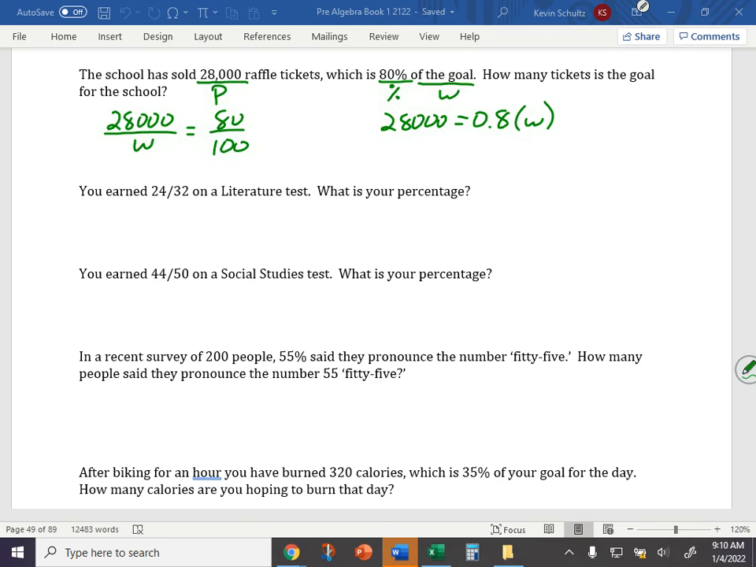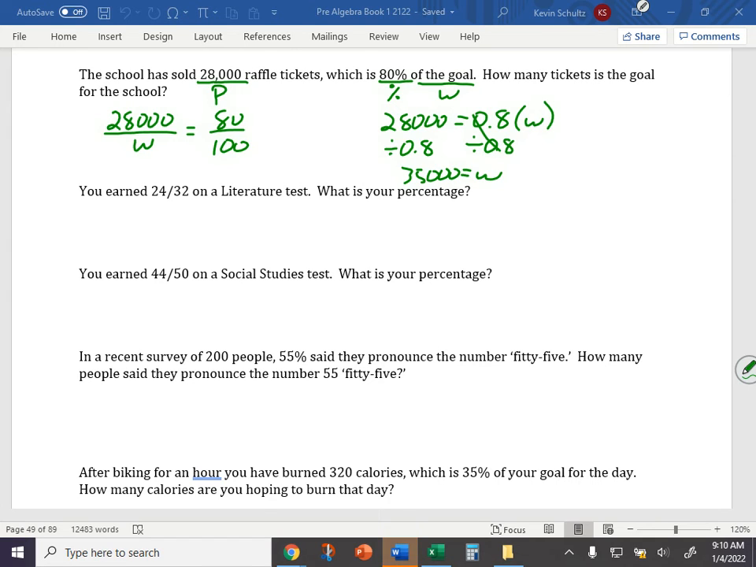Who's ready for an answer here? Wyatt? 35,000. Do I have a second on that? Yeah. Okay. Which method did you use? I used the equation. Okay. So using the equation method here, your one step to solve for the whole would be to divide both sides by 0.8 to cancel this out, right? And you get 35,000 equals the whole.